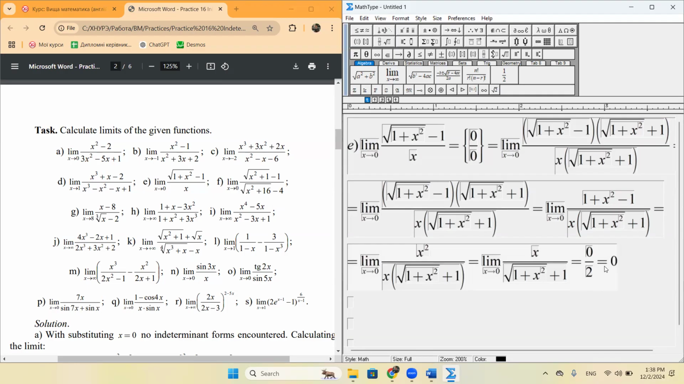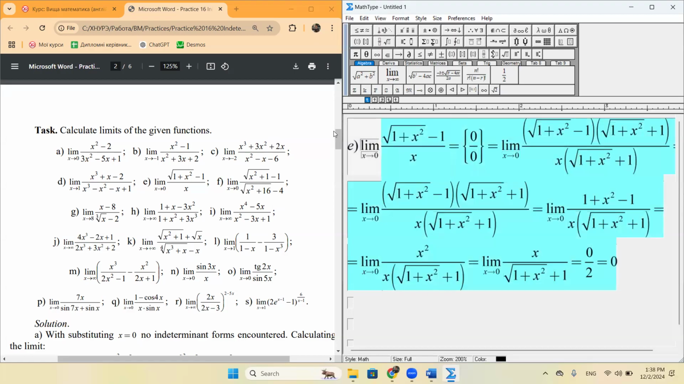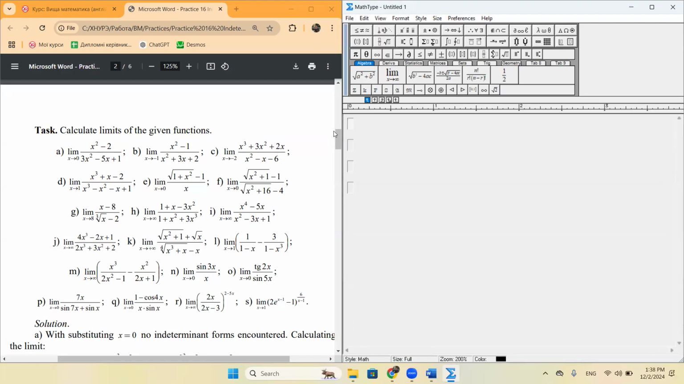So any questions about this task? Did you understand the idea of how to eliminate such indeterminate forms? Yes. Okay. To improve knowledge and skills, in this case, let's solve more exercises related to limits. So, section F. The following exercise is on the hotkey.